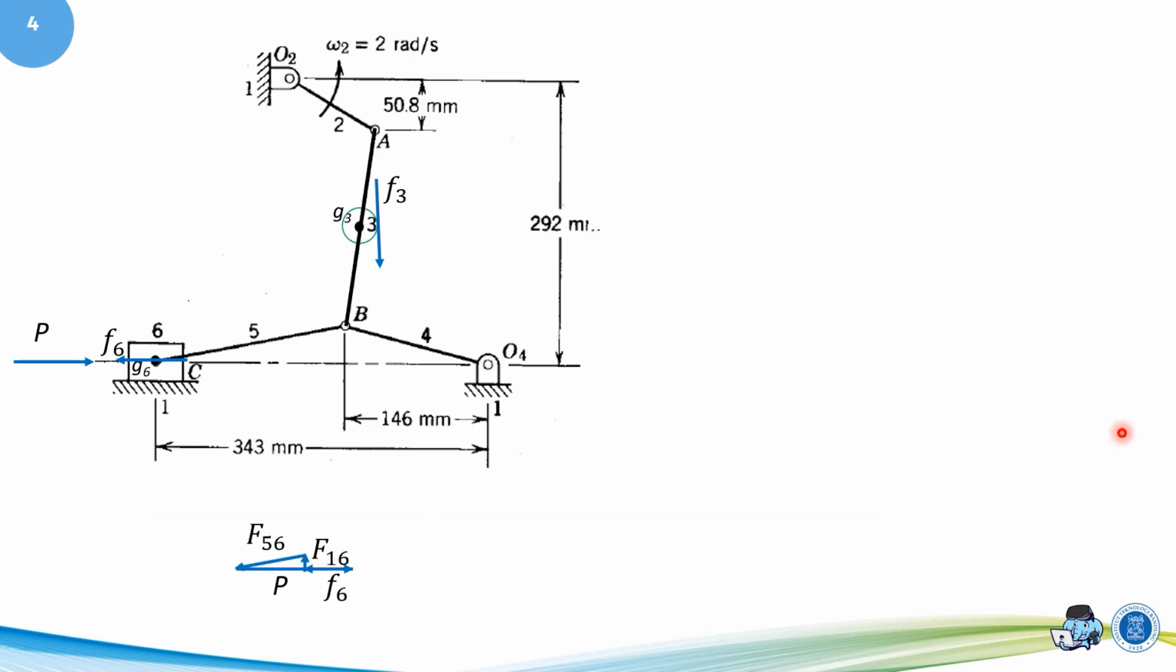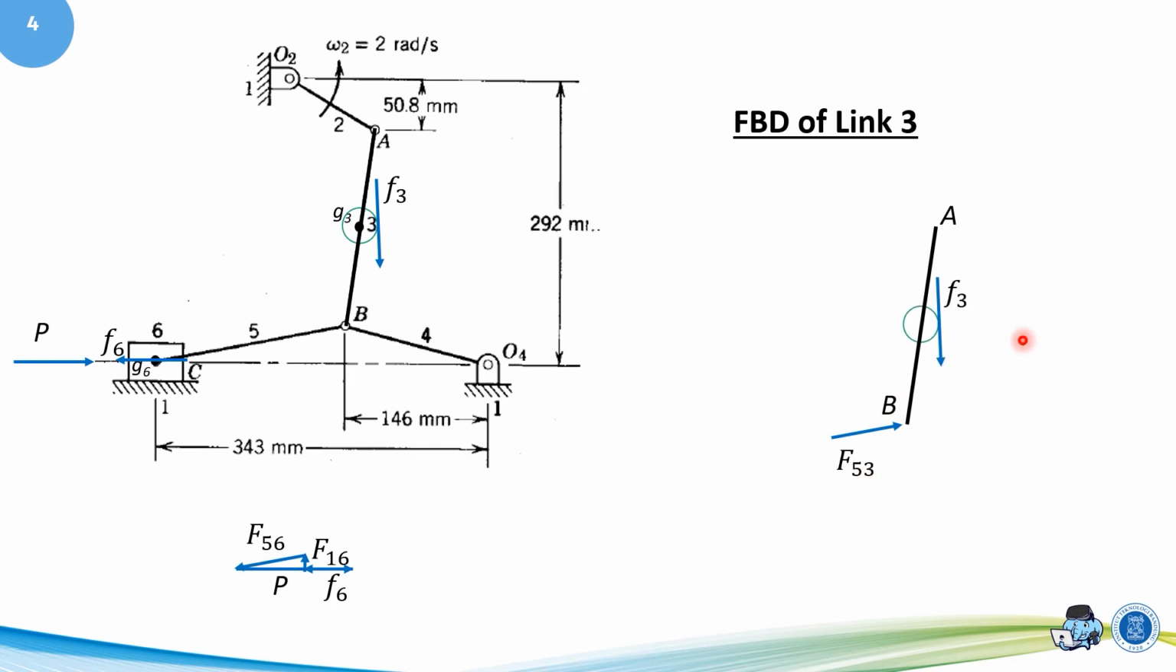Next is the free body diagram of link number 3. At point B, we have F53, and also we have the inertia force F3, and then we have F43, whose magnitude we do not know. We know the direction because link number 4 is the two force member. At joint A, we have F23. We do not know the magnitude and the direction because link number 2 is not a two force member.